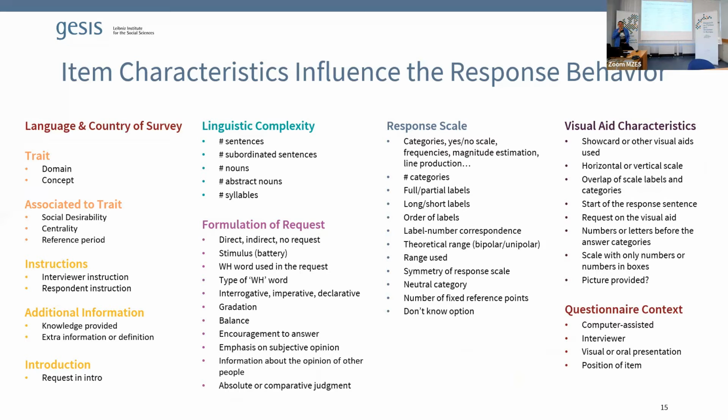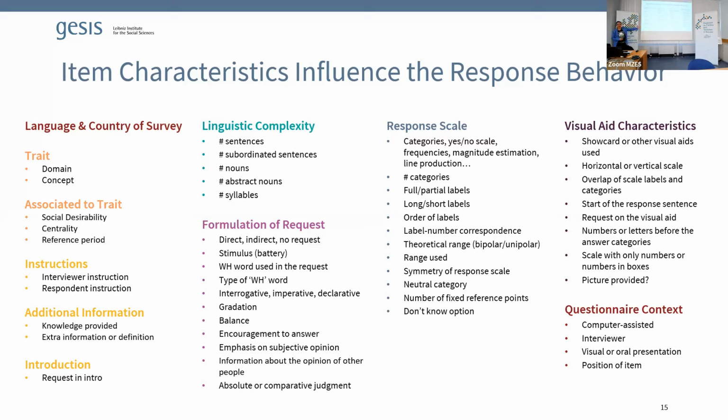What you see here is a list of all the different characteristics that items can have that possibly influence the response behavior. I don't want to go through all the list here, but just to show you that all these characteristics are considered in the software, and they also interact with each other. So it's not so in the way that you can say you always have to use bipolar scales because bipolar scales are better than unipolar scales, or presenting bipolar scales in a horizontal way and unipolar scales always in a vertical way is the best way to go. No, they all interact, and the software is trying to disentangle that for you.